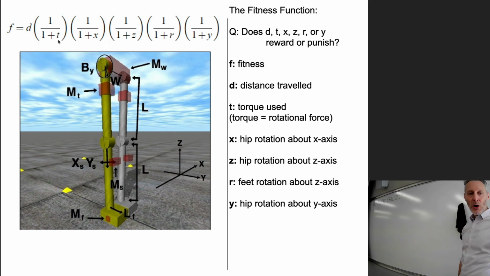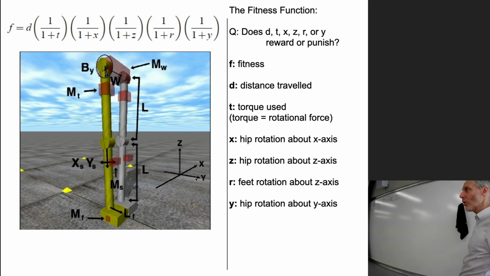So in all these 5 variables down here, t, x, z, r, and y, the more of these things, the worse the robot is doing at what we actually want it to do, which is walk passively down the decline plane. So use as little torque as possible. And as the robot is moving down the decline plane, minimize the amount of hip rotation about the x-axis. So in this physics engine, x points leftward out of the left part of the robot's hip. We want to minimize the amount of rotation about this axis.